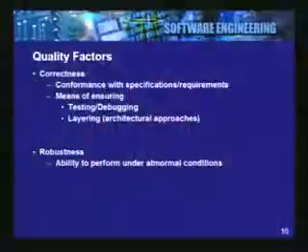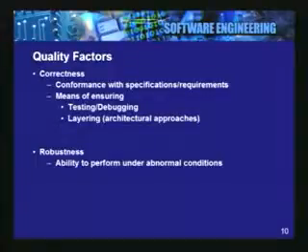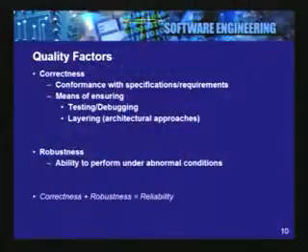The next quality factor that is very, very important is robustness. Correctness refers to the fact that the software performs correctly under certain conditions, so it meets the specifications, and robustness refers to the ability of the software to deal with abnormal conditions, so those that were not specified, for example, or they might have been specified. And correctness and robustness, when put together, produce reliable software at the end of the day, and so these are factors that we should focus on.